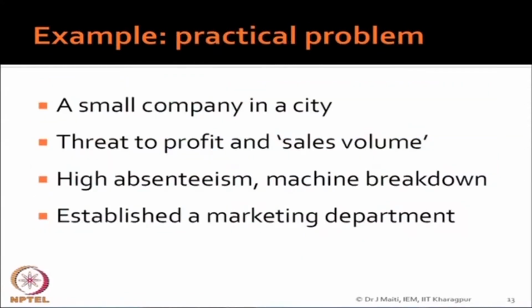Now, what is your practical problem? If I go back to the slide again, what is the practical problem? The practical problem is, as I told you, that there is a threat to profit and sales volume, high absenteeism, and occasional to frequent breakdowns, and maybe poor performance of the marketing department, though I am assuming that the performance of the machining department is also not good. That means, how to overcome the threat to profit and sales volume. If high absenteeism is causing lower profit, and we know the extent of that effect, then it is better for the management to take actions.